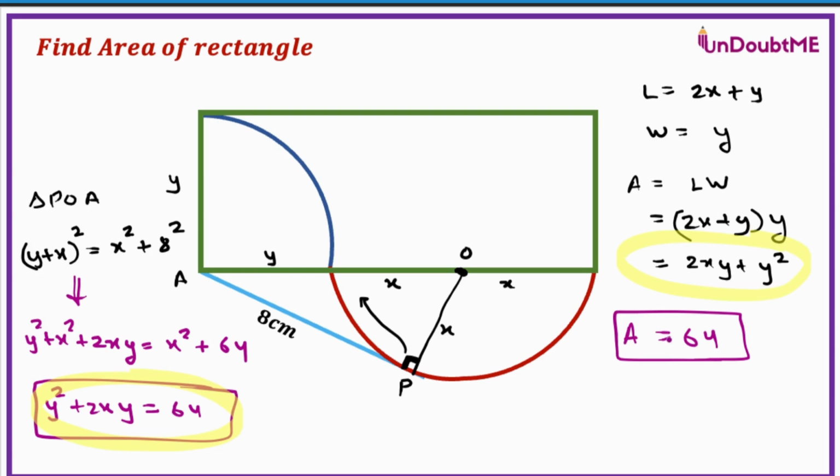Okay, so this was quite a good question. It was not very difficult, but it all depends on how you approach it. If your approach is right, then this question is quite doable. So I hope you understood it.